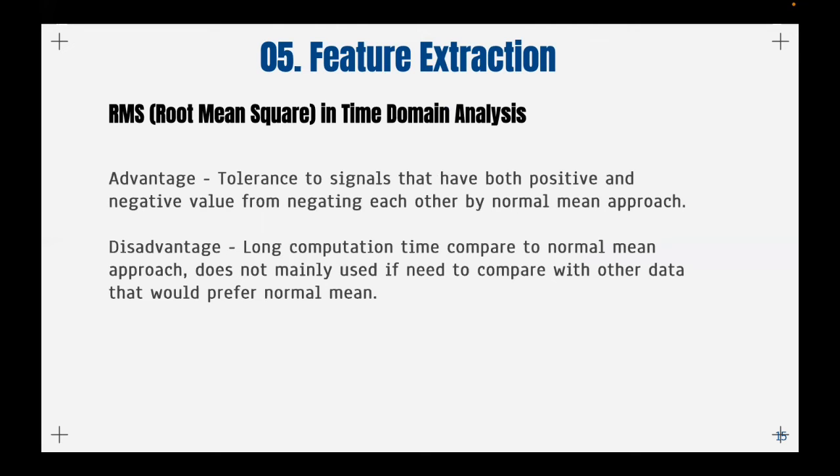The advantage of RMS is its tolerance to signals that have both positive and negative values, which do not negate each other as with the normal mean approach. But the disadvantage is the long computation time compared to the normal mean approach, and it is only suitable for data with positive and negative values in one array, which is not mainly used if you need to compare with other data that would prefer the normal mean.